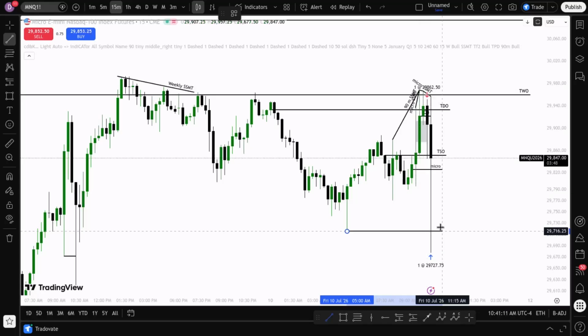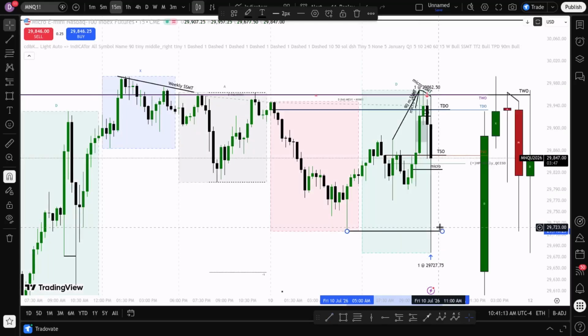So we were targeting the low of the day, which was the low of the London session. And yeah, you can see that we were able to reach there.